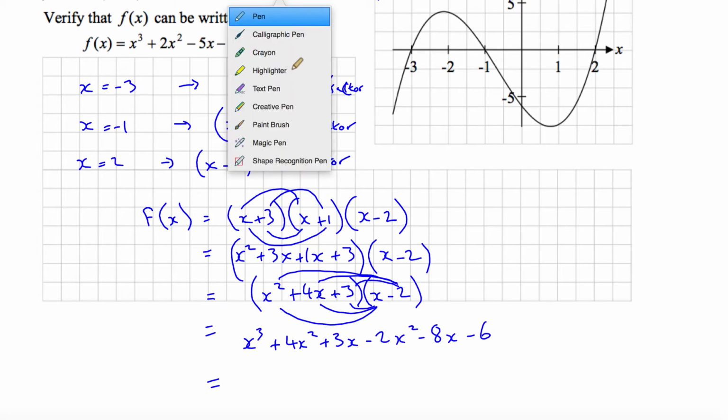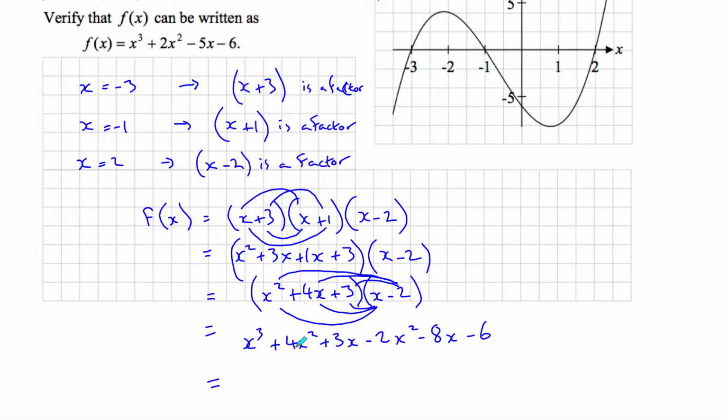And if we tidy this up, we can put the 4x squared and the minus 2x squared together, and the 3x and the minus 8x together. So that's going to give us x cubed. 4x squared minus 2x squared is 2x squared. 3x minus 8x is minus 5x, and then our minus 6 at the end. And that is the function that we were asked to verify that it can be written as. So that's the end of part A.